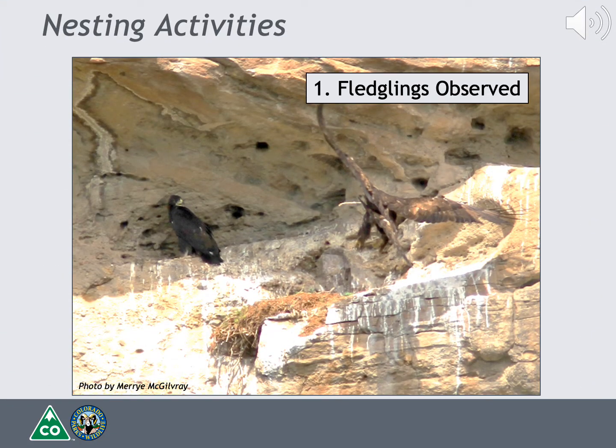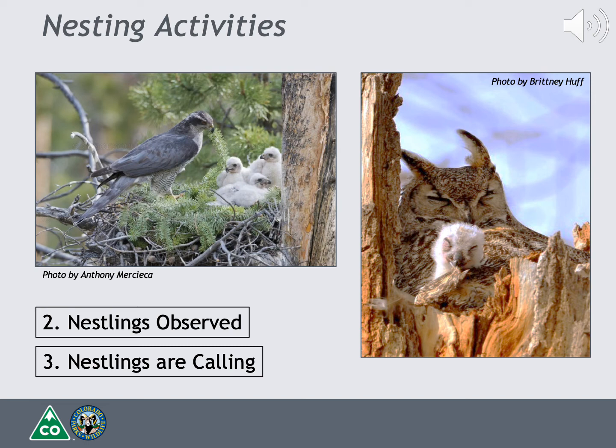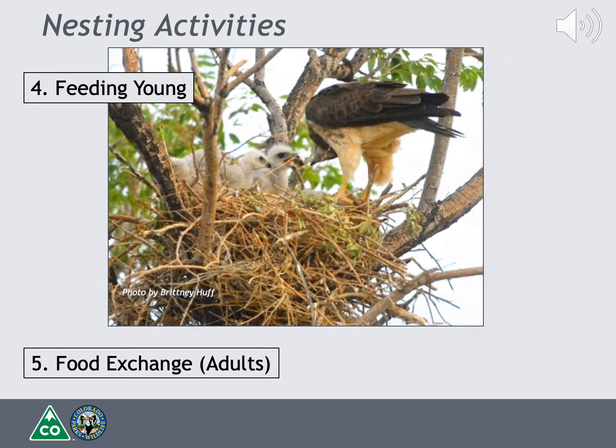The nesting activity options include fledglings observed by the nest location. Fledglings are young birds that are no longer dependent on the nest site. Nestlings are observed in the nest, or nestlings are heard calling from the nest. Nestlings are young birds that remain in and rely on the nest to survive. Feeding young. Adults seen feeding nestlings or fledglings at the nest location. Recently fledged young will often return to the nest to be fed in some raptor species, especially eagles.